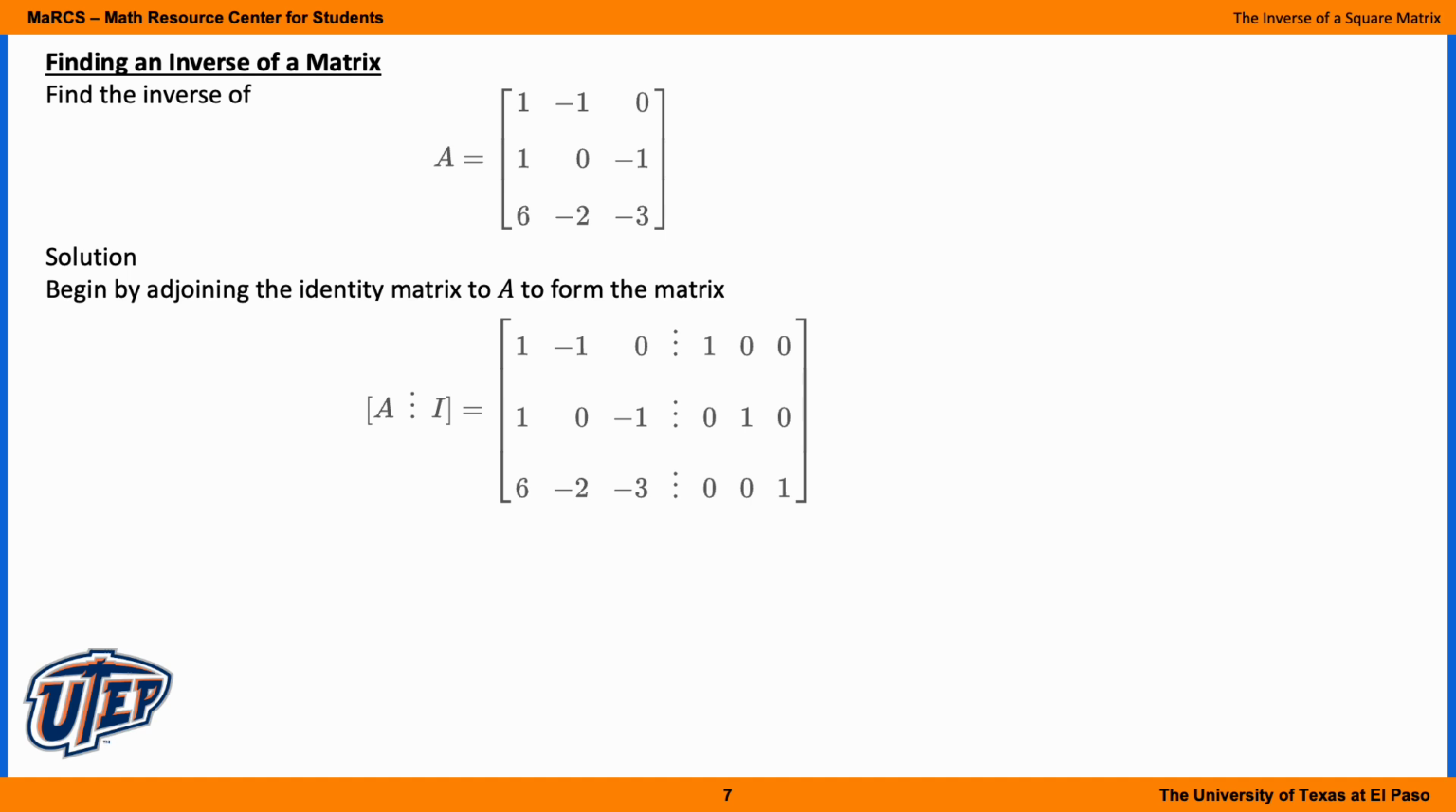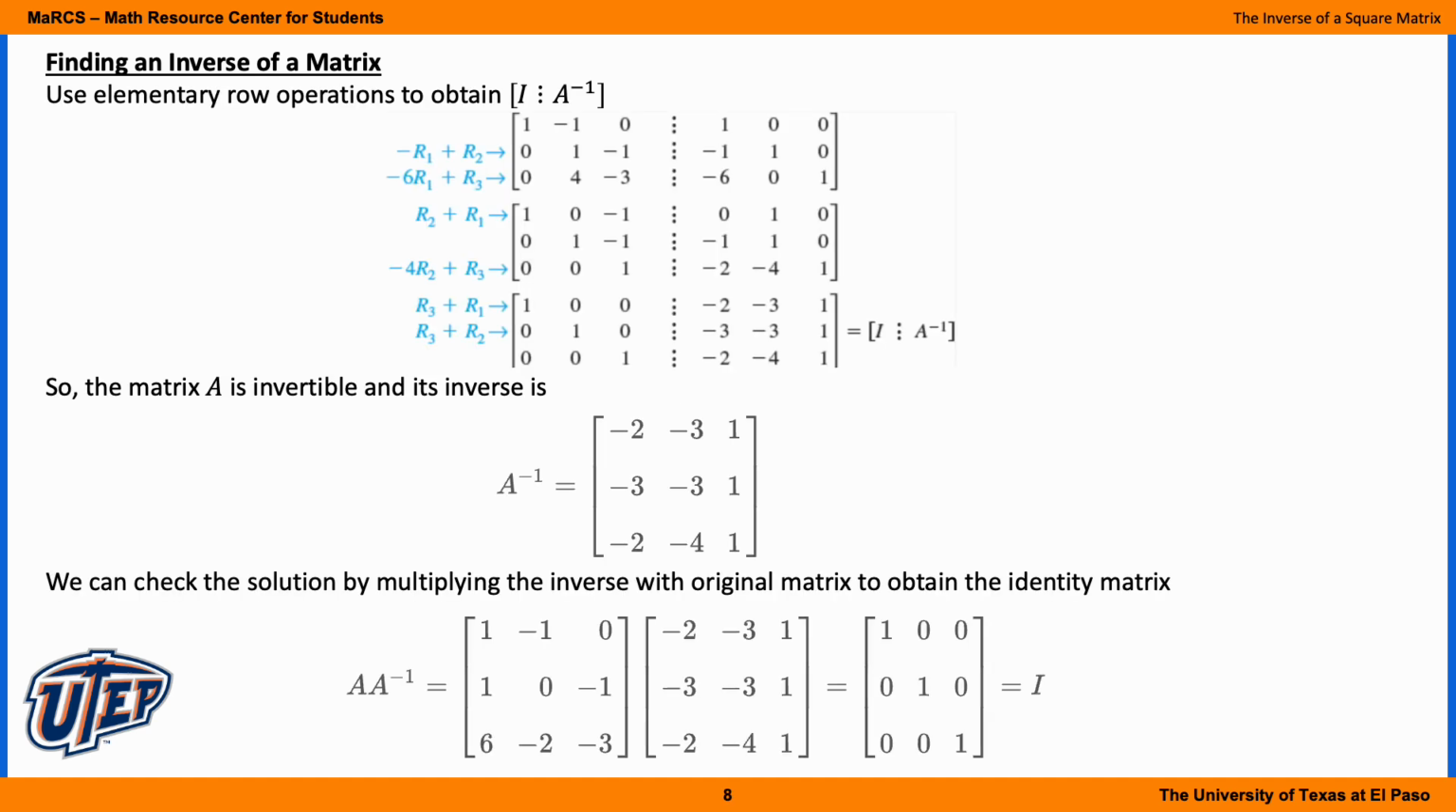So first we joined the identity matrix to A. On the left hand side we had A, and on the right hand side we'll have a 3 by 3 identity matrix. So now using elementary row operations to obtain the identity on the left hand side and the inverse on the right hand side.